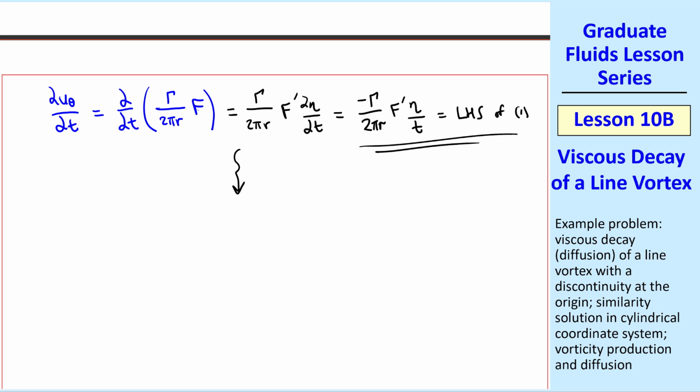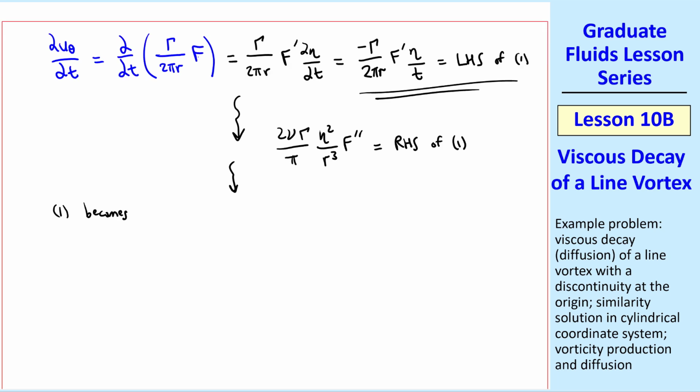If you do it correctly, you'll find that some terms cancel, and 2 nu gamma over pi, eta squared over r cubed, f double prime becomes the right-hand side of equation 1. When we combine the left-hand side and right-hand side of 1, after a bit more algebra, where some of these constants cancel and the rest can be combined into etas and canceled again, equation 1 becomes f double prime plus f prime equals 0. This is a good practice problem that I like to say is good for a cold, rainy night. Students should be able to generate this equation, which I'll call 2.